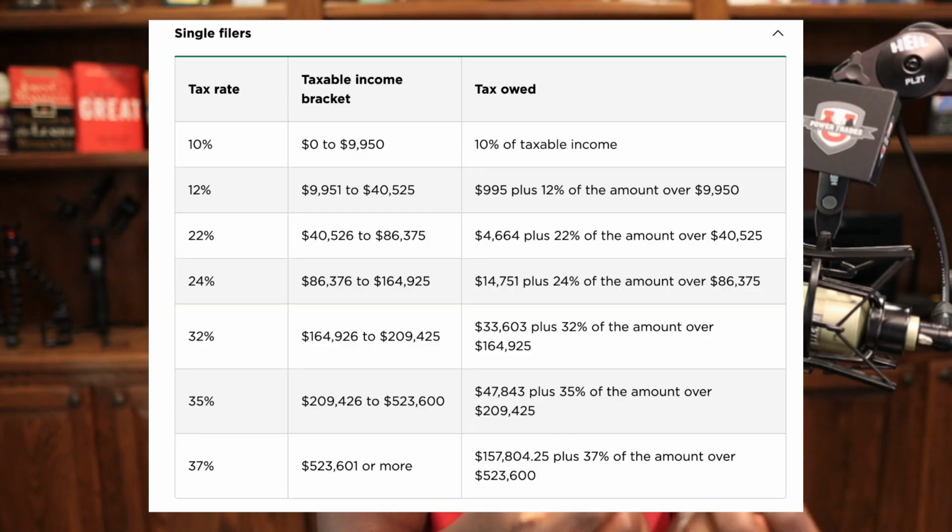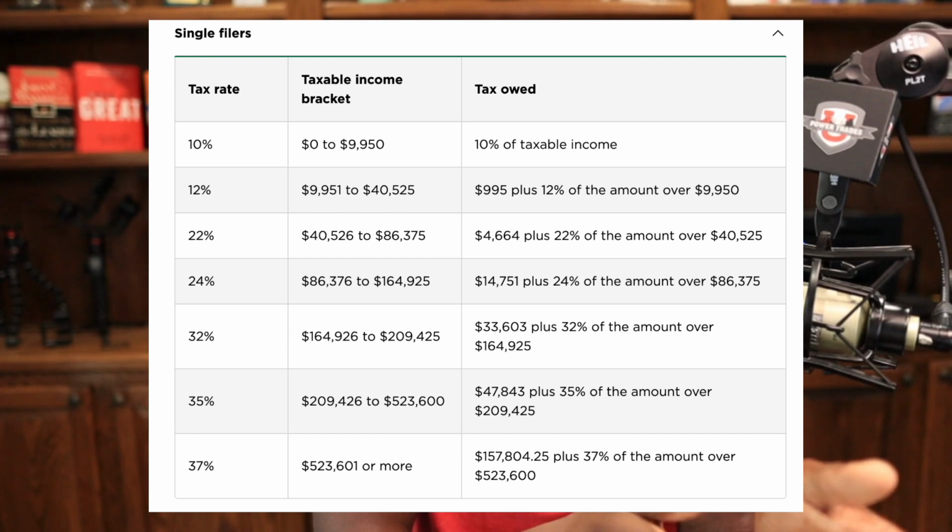If you don't know how you file your taxes, just check with the tax consultant that you pay every year to do your taxes. They'll know if you're filing jointly, singly, head of household, all of that stuff. But let me just give you an example if you are a single filer. Let me back up for a second. It's based off taxable income bracket. So if we stick with the initial example of making $50,000, you would fall in the bracket of roughly $40,000 to $86,000. That bracket would put you in the 22% bracket.